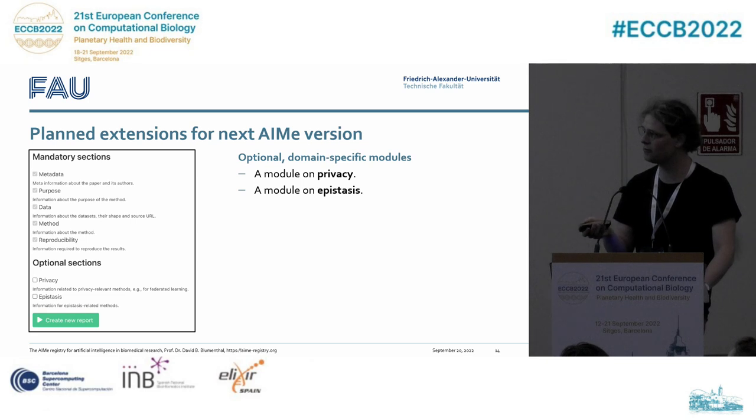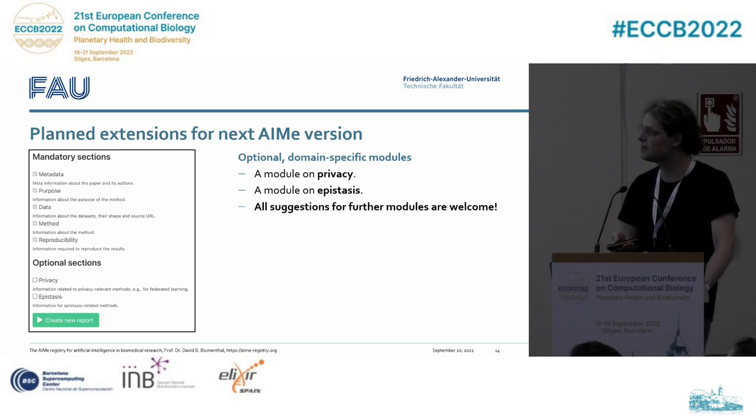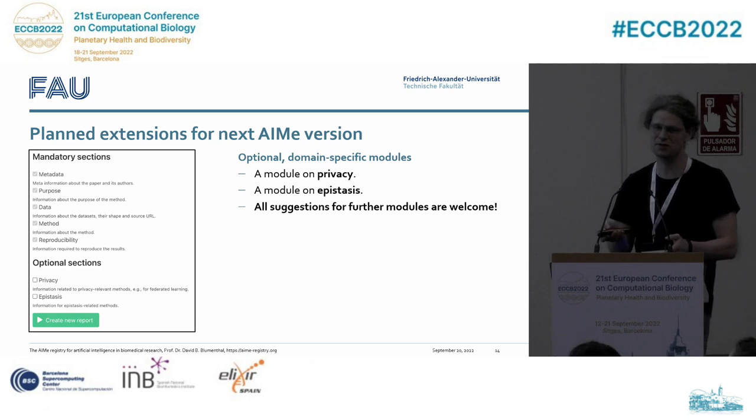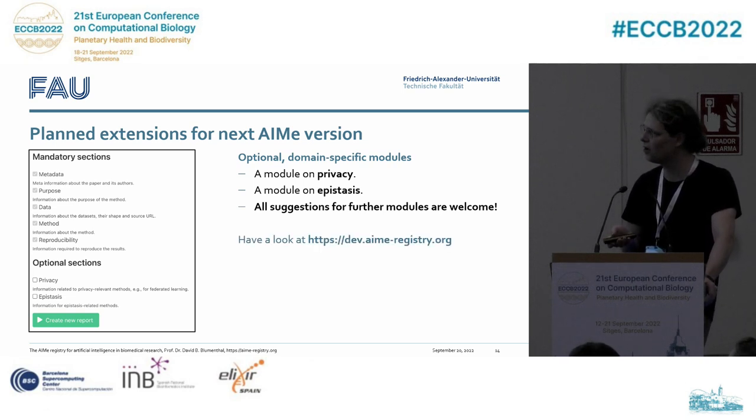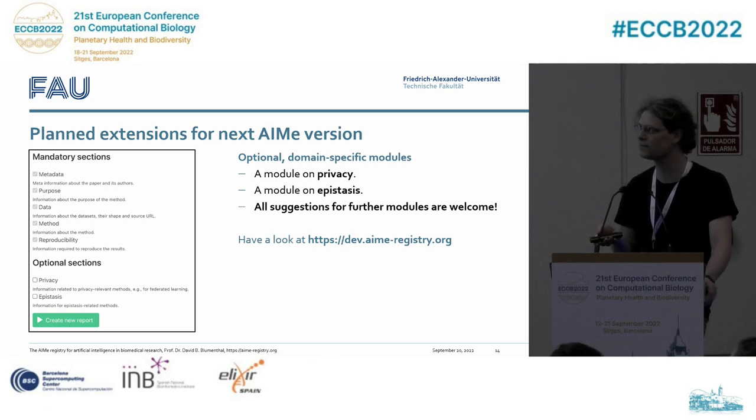For the privacy module, this will also generate a privacy score, depending on your answers. Any suggestions for further modules are very welcome. It can be very specific for a specific domain, since it's optional, so the users don't have to answer all of the questions there. All right, the development version is also online, and you can access it under this URL, essentially the same one, but with dev in front of the AMI.